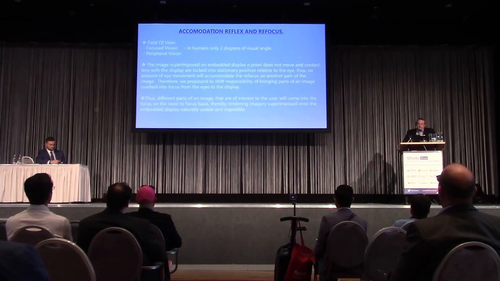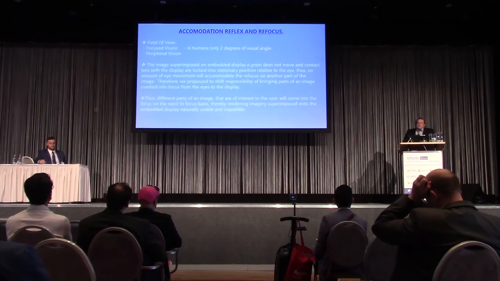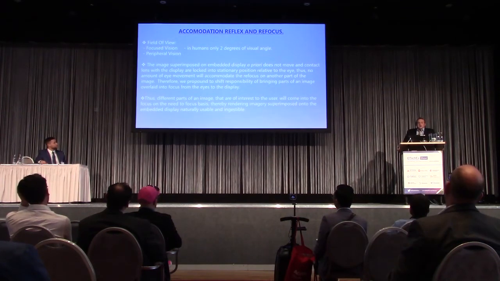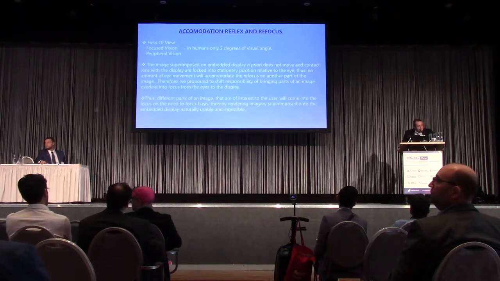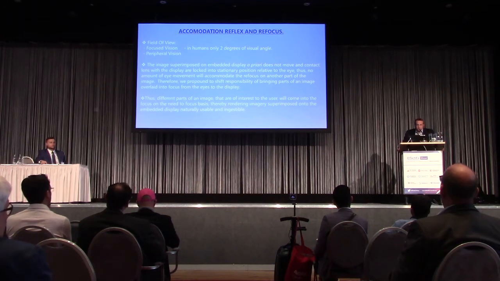Again, to fully recognize an object or an image which is stationary, we move our eyes sequentially to accommodate and to learn what that part of an image is. Now, if we have a display built into a contact lens, we superimpose an image on a contact lens, and a contact lens is a priori spatially locked into position with the eye. If you try to accommodate, the display is going to move and the image is going to move, so you will never accommodate.